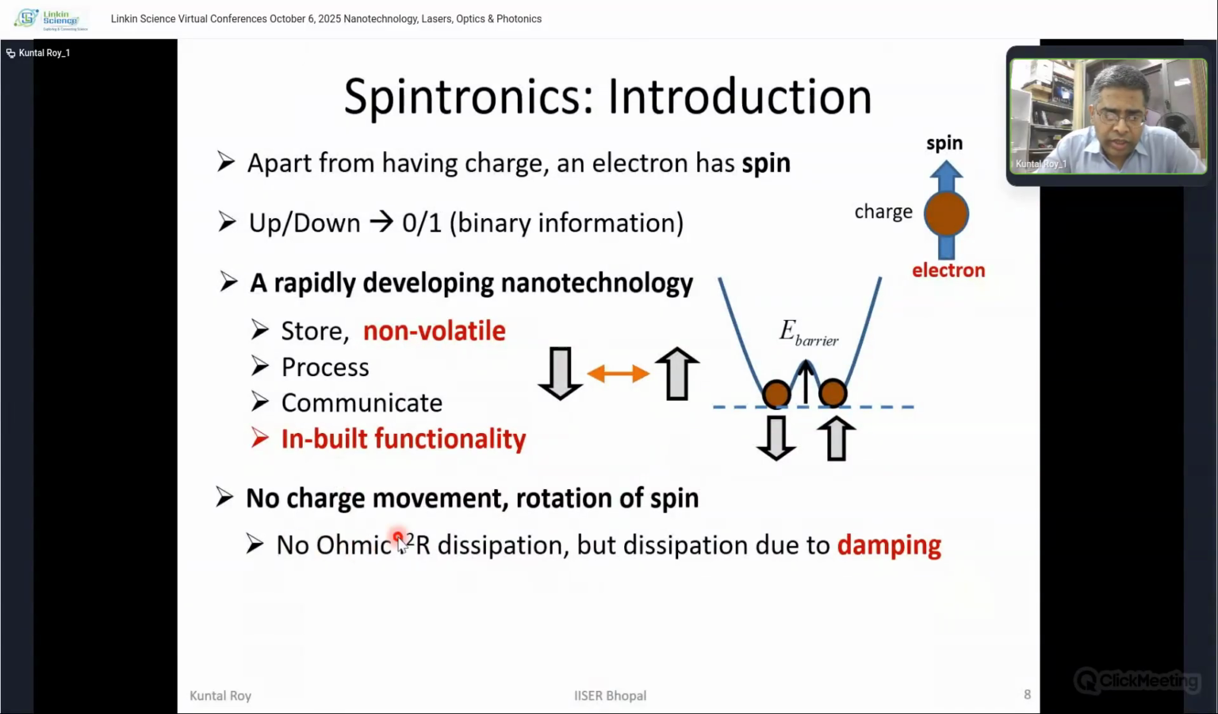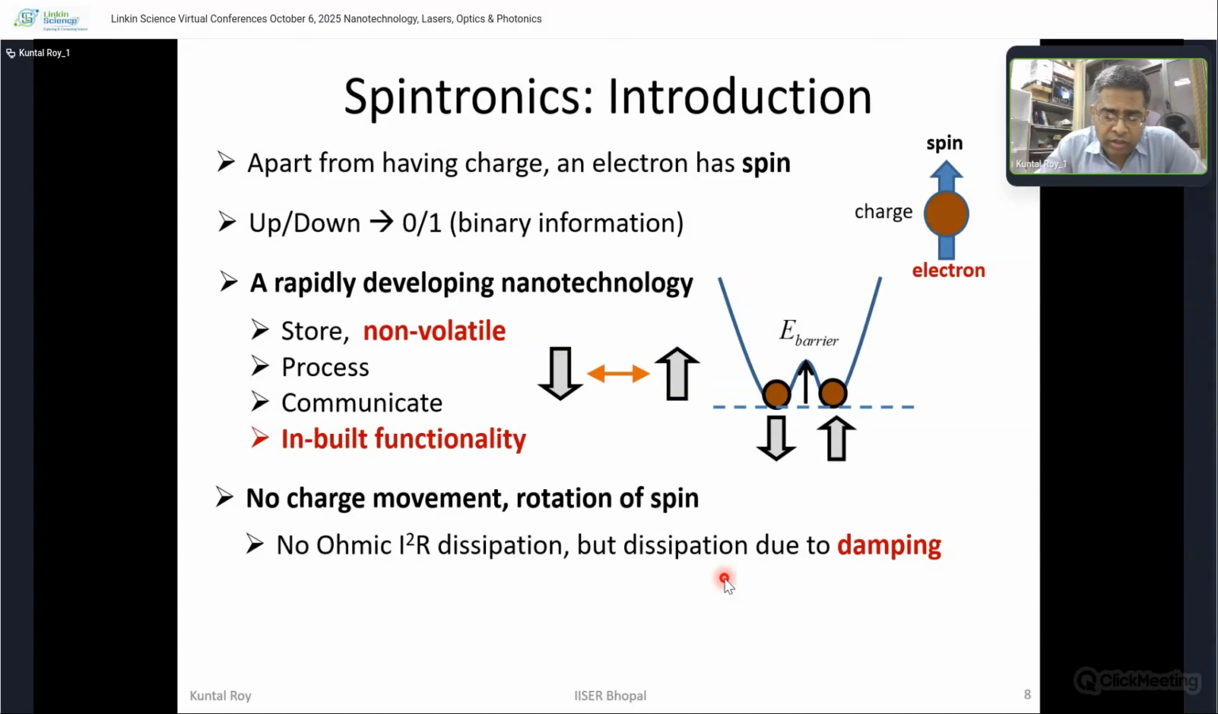In spin electronic devices, there is no charge movement. So that's why there is no current, and no ohmic energy dissipation. But there is a dissipation due to magnetization damping, because inside a magnet, whenever the spin rotates or switches from one direction to another direction, there is some work done.